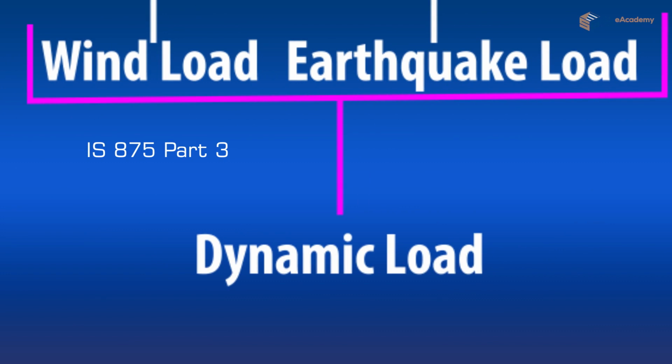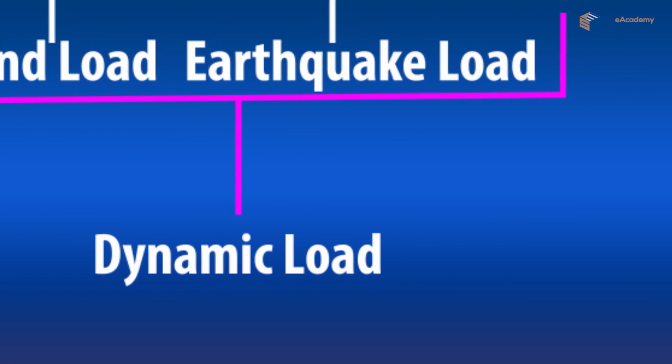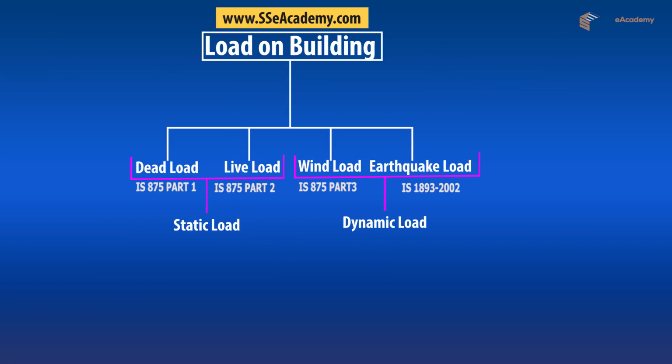For the earthquake load, the IS 1893 2002 code specification is available. Today we will consider the basic building loads, that is dead load and live load, and we will understand how we can apply those loads in STAAD Pro. Now let's start. I am considering a simple building frame for analysis purposes so that you can understand how we can calculate the basic building loads.